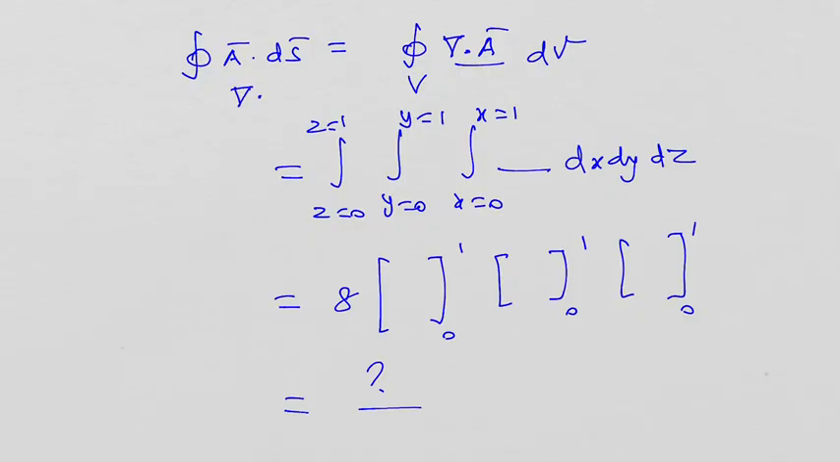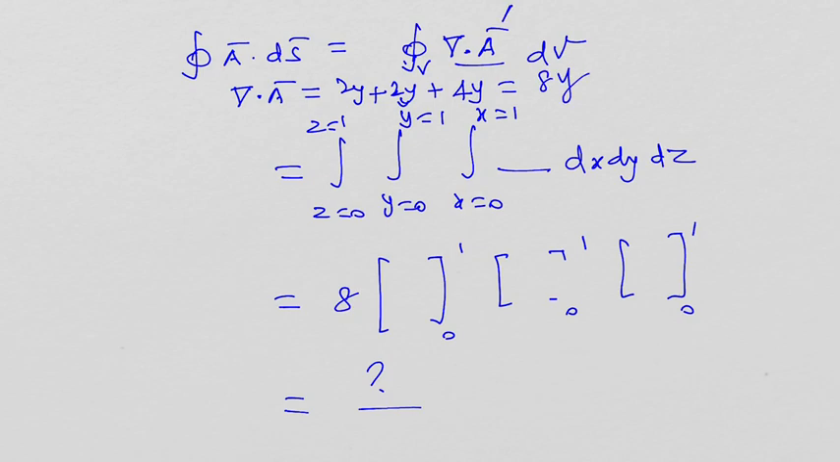Del dot A will be obtained from dou by dou x of ax. So that gives me 2y plus dou by dou y of ay. Again, that is also 2y. Similarly, dou by dou z of az will also be equal to 4y. So that del dot A is equal to 8y.